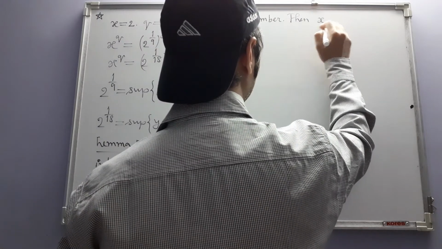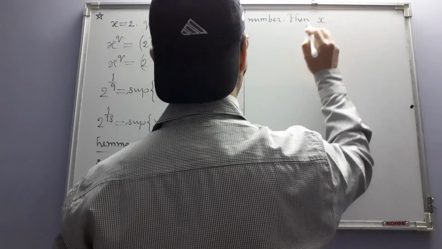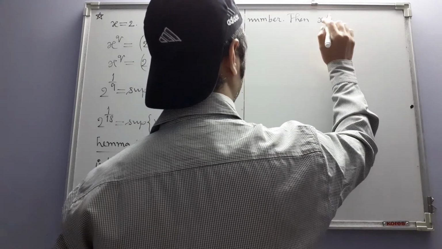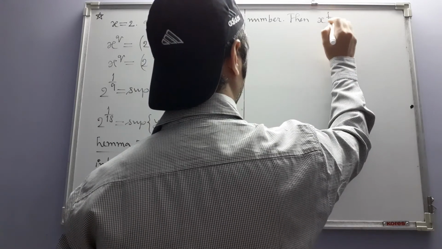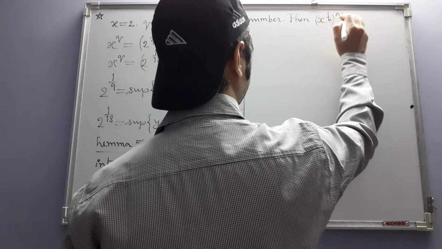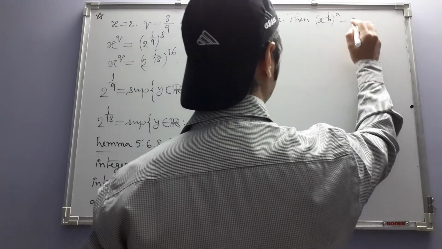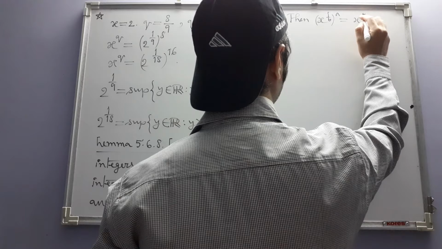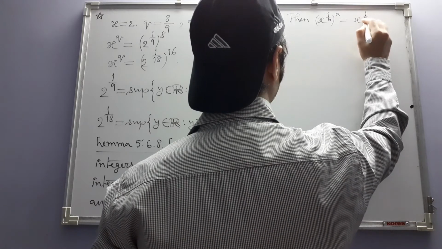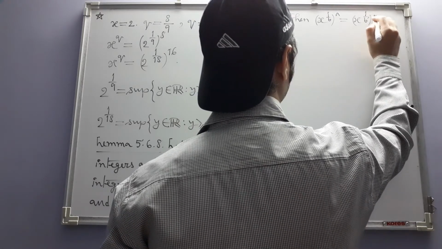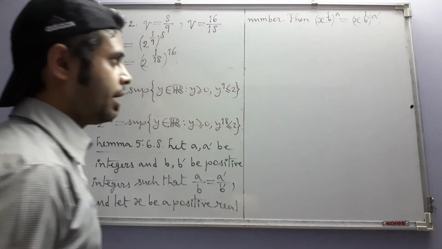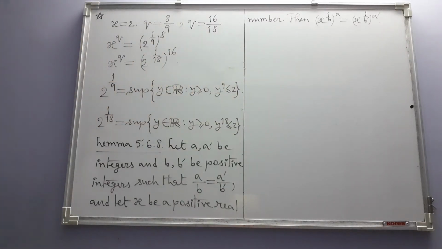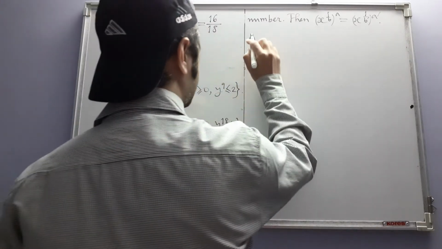Then the two ways of calculating that exponent, the a-th power of x to the power 1 by b and the a prime-th power of x to the power 1 by b prime, they are actually equal. Let us now see the proof.